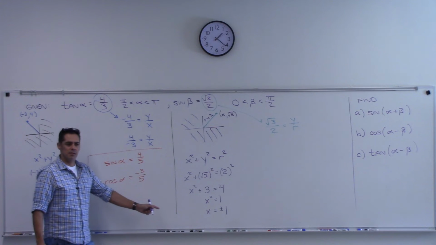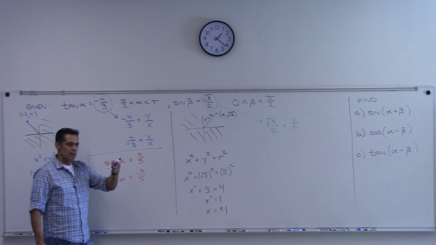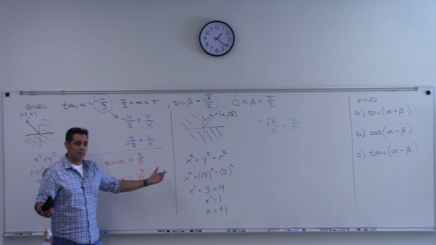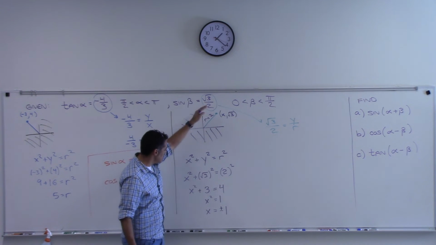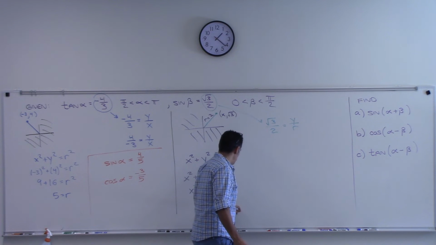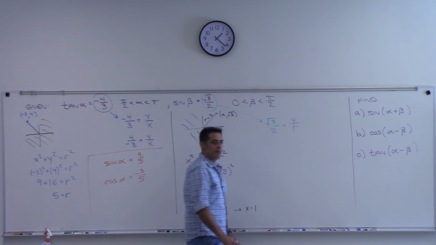It depends on which quadrant you're in, right? If we were in the second quadrant right now, we would take the negative, wouldn't we? But we're in the first quadrant, so the x-coordinate has to be positive. So x is 1.